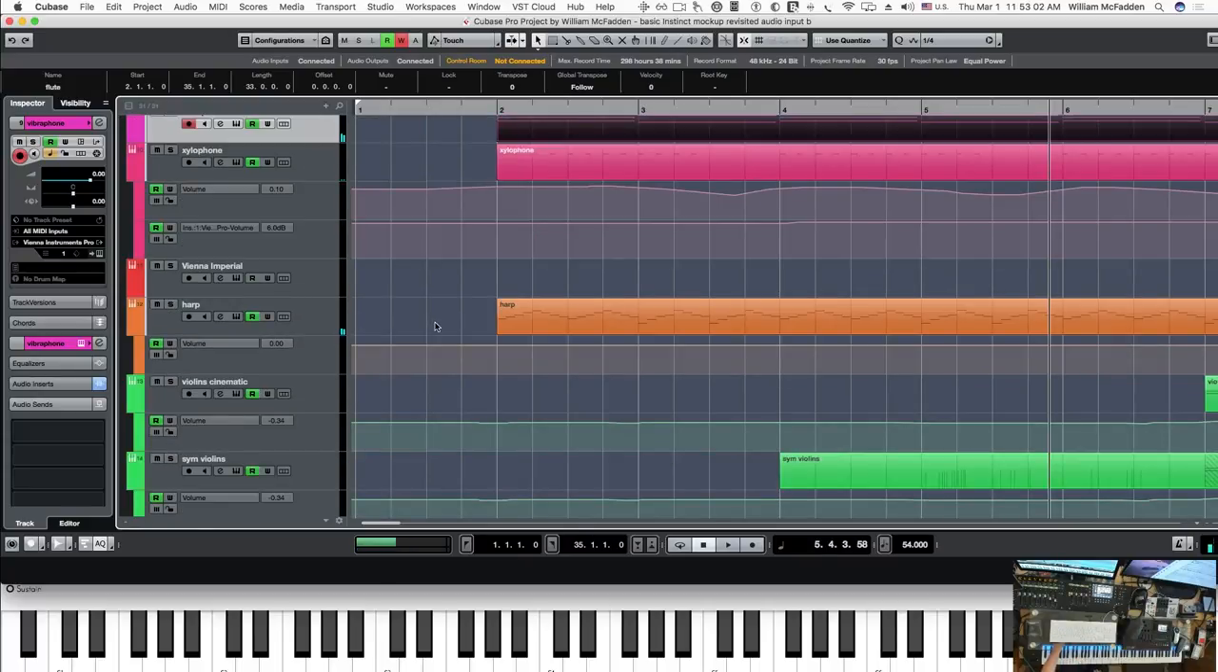And then we have the harp starting in measure one. And as you can see from the notes here, it's doing an arpeggio. So here we go.